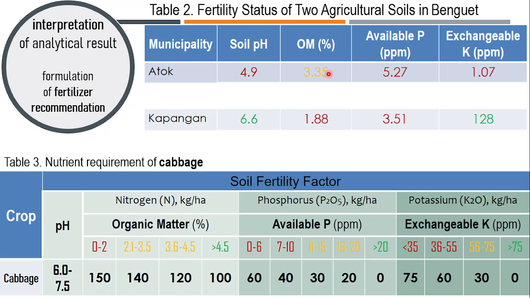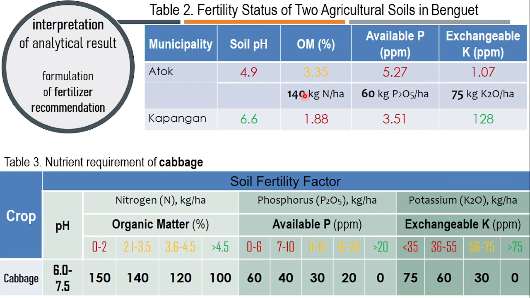Since 3.35% ang organic matter niya, it is within this range, we need to apply 140 kilograms of N per hectare. For the available P, it is 5.27, mababa siya. So we need to apply 60 kilograms of phosphorus per hectare. For exchangeable K naman, mababa din siya, 1.07. So we need to apply 75 kilograms of potassium per hectare.